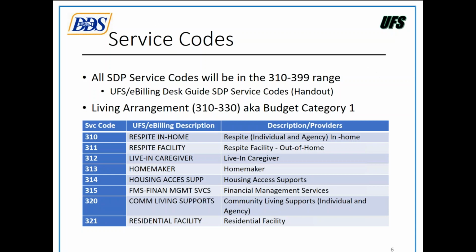So the budget is broken down into 3 categories. The first category is service codes having to do with living arrangements. So your respite, your homemaker, and then your residential facility, as well as your financial management services service code is there as well. And you'll hear us either talk about this as a living arrangement or as budgeted category 1.